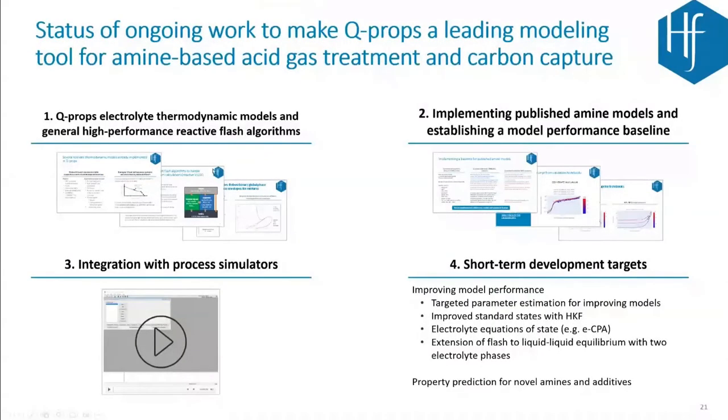Then I'm going to move on to simulating electrolyte systems. We started building QPROPS really with electrolyte systems in mind, building high-performance reactive flash algorithms supporting multi-phase systems. Now we've been establishing a baseline based on published amine models to see how they really perform, setting up the workflows to do the same type of validation that I just showed you for the pure component CO2 systems, but also now applying it to amine systems. And then we're moving on to integrating these in process simulations.